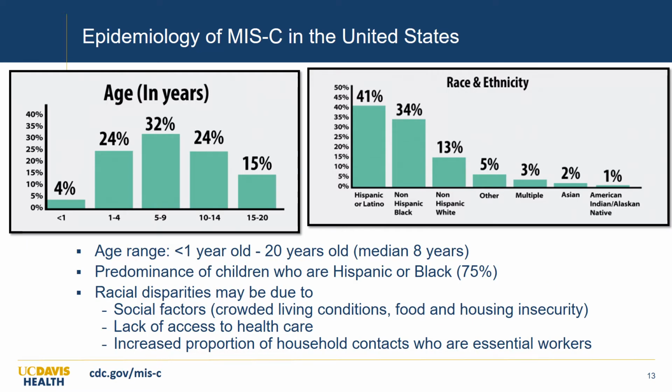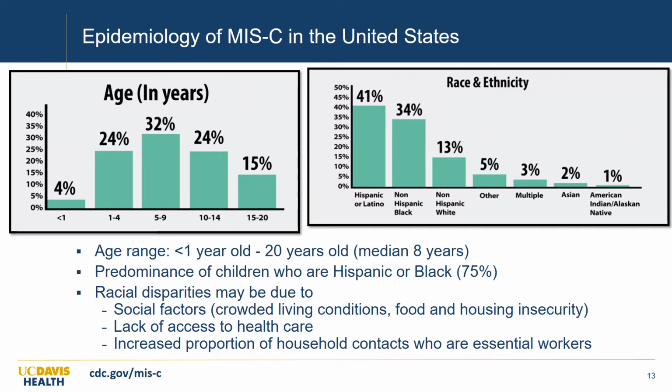Here are some graphs which are also from the CDC, which describe more about the epidemiology of which pediatric patients are affected by MIS-C. You can see in this graph on the left that there have been cases reported in infants all the way up to age 20. However, the majority of cases have occurred in that older child, age 5 to 9, so the median age has been 8 years. And this contrasts with children with Kawasaki disease, who generally tend to be below the age of 5.